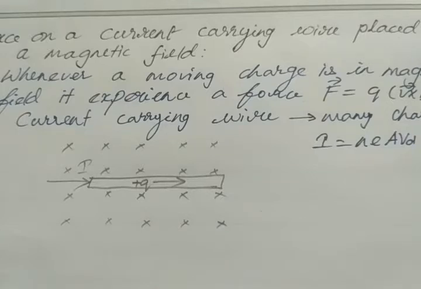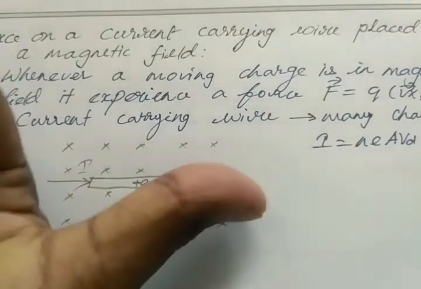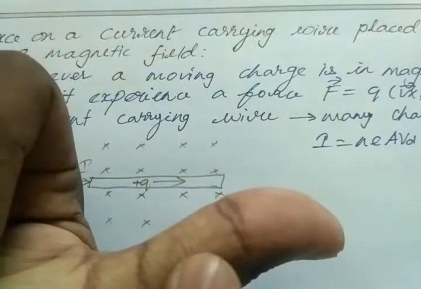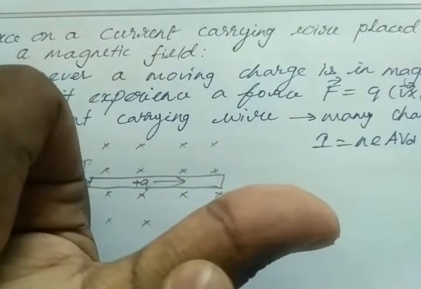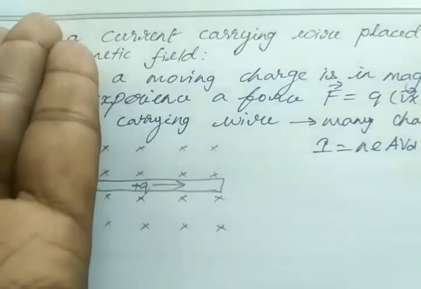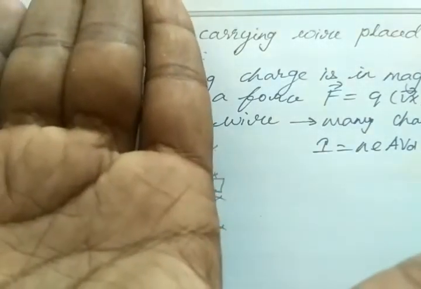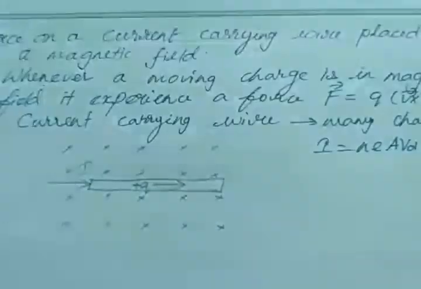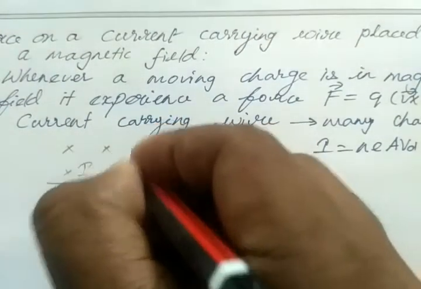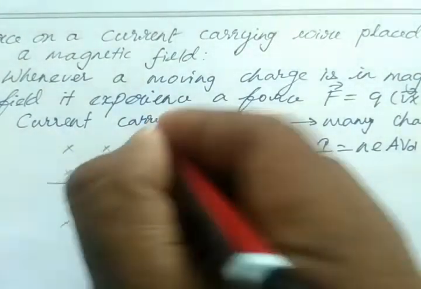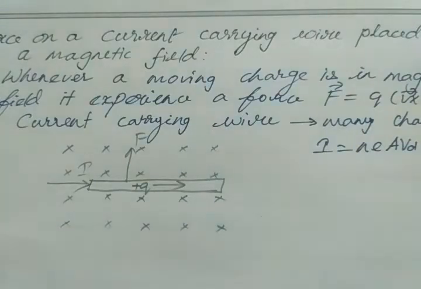So what will be the direction of force acting on the conductor? By using right hand palm rule. Okay, by using right hand palm rule, thumb in the direction of motion of charge, and my four fingers inside the magnetic field. My palm shows the direction of magnetic force. So my palm is showing upwards. So this is the direction of magnetic force.